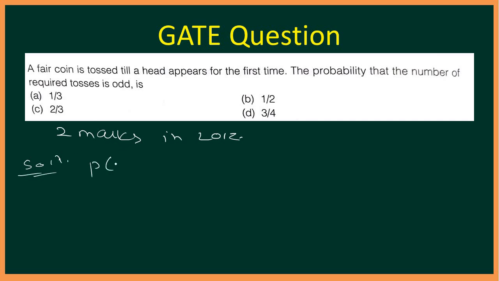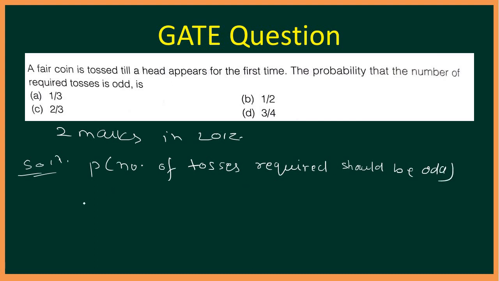So to calculate this, let's understand. The question asked is the probability that the number of tosses required is odd. Means the number of tosses may be 1, 3, 5 or 7. So here I am telling the number of tosses may be 1 or 3 or 5.